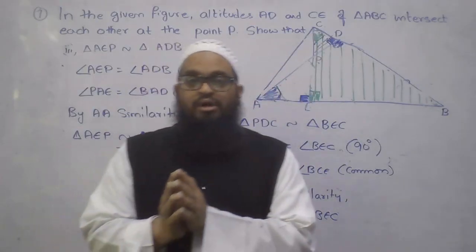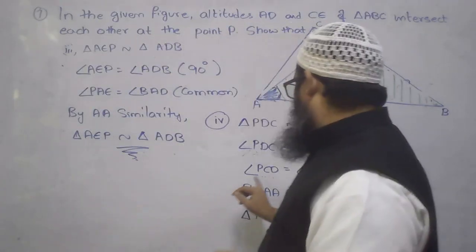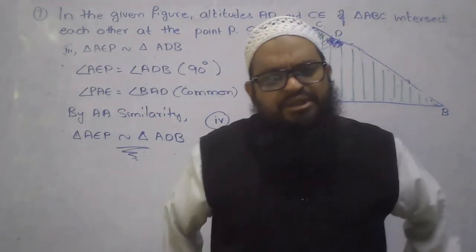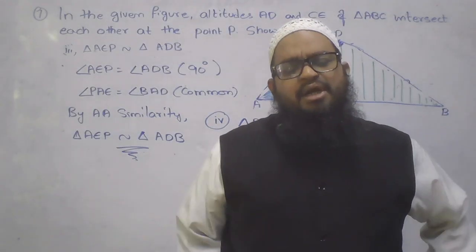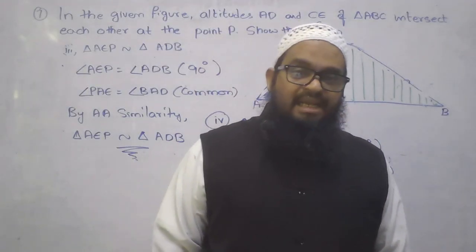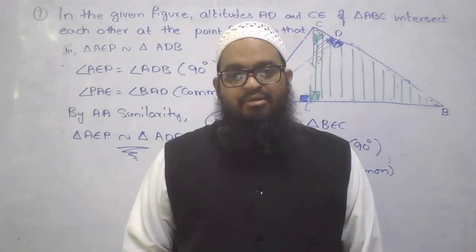Please don't write angle C is common in both. It is not angle C. You have to write PCD and BCE. Understood? For shading in board examination, you cannot use colors, so you can use a pencil for one triangle and a pen for another triangle.